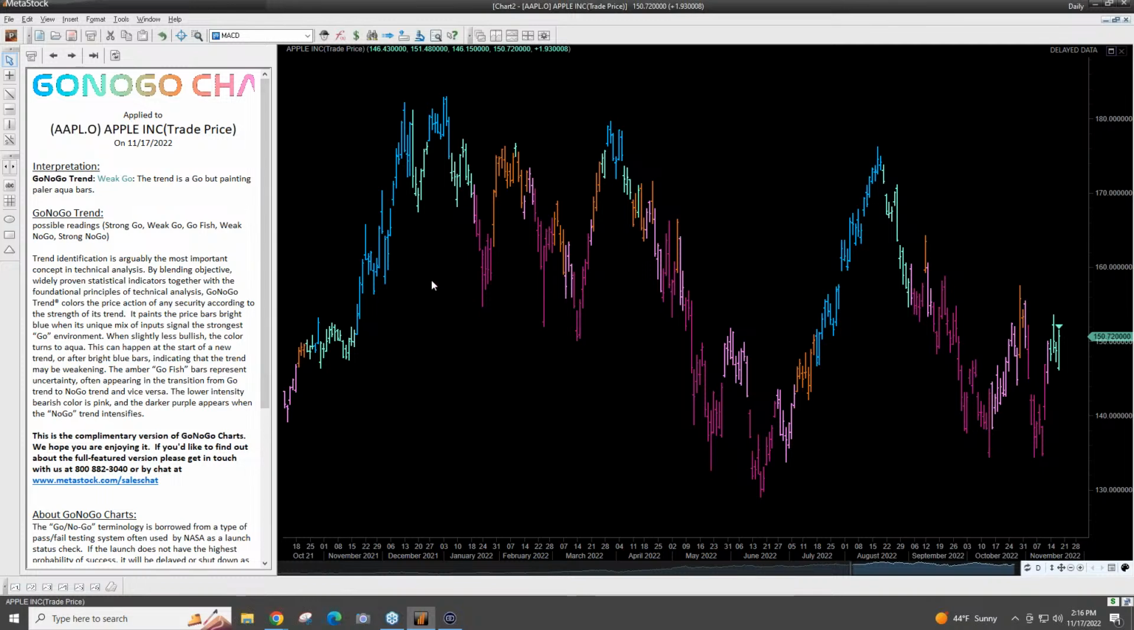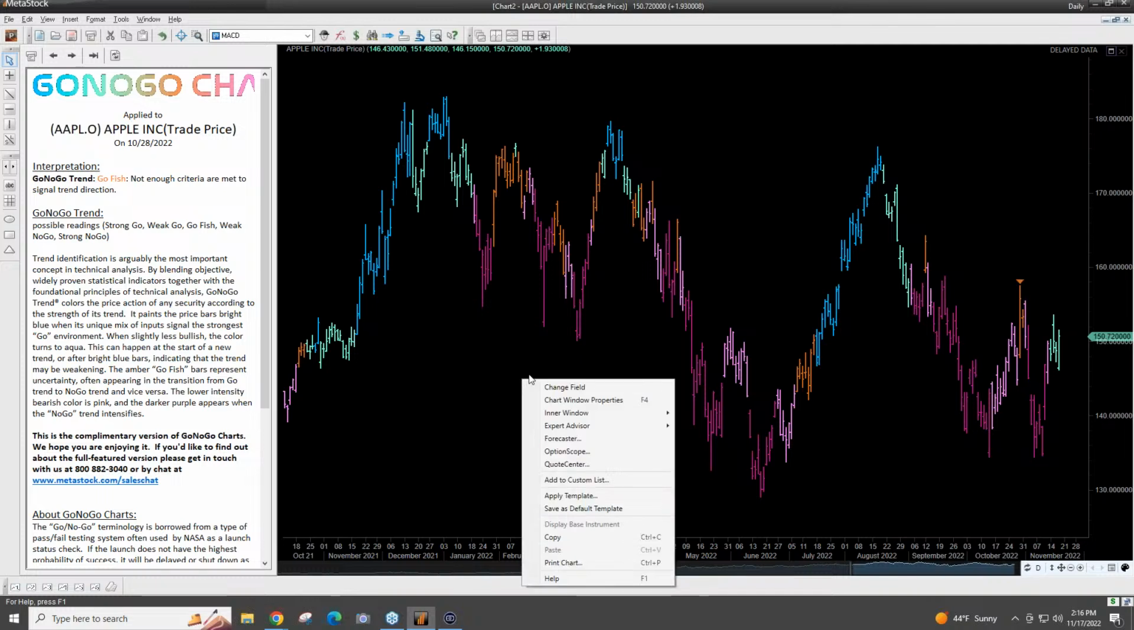If you move the commentary window, this little upside down triangle, if you just click above where you want to look at it, the expert commentary will refresh. So right here it has Go Fish, not enough criteria to really meet any kind of direction. It also goes through and tells you the possible readings of strong go, weak go, go fish, weak no go, and strong no go, and gives you a brief explanation of all of that as well. That's really helpful to see. And it's a free version, so you don't pay anything extra on top of just having MetaStock 18.2.